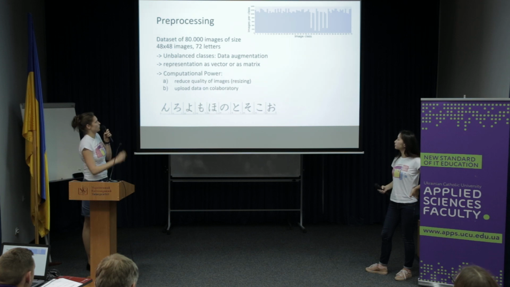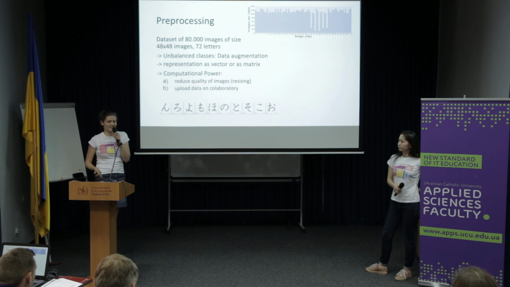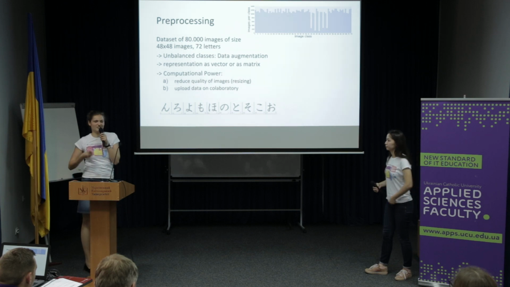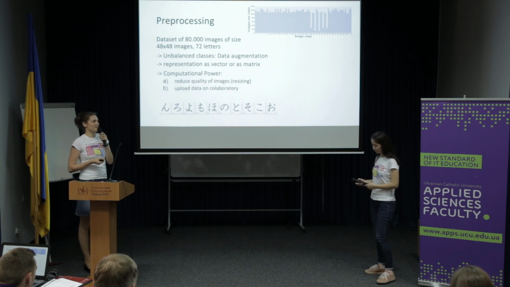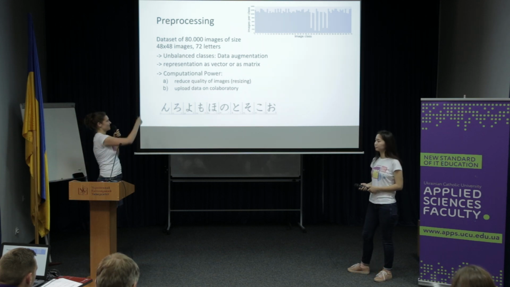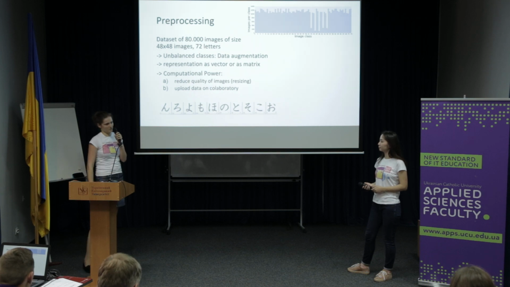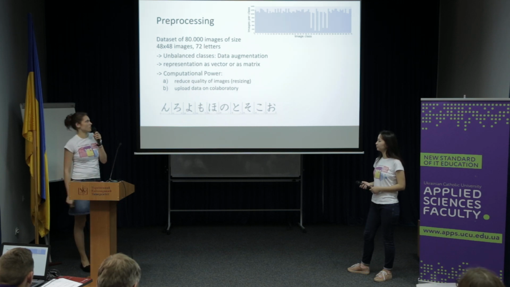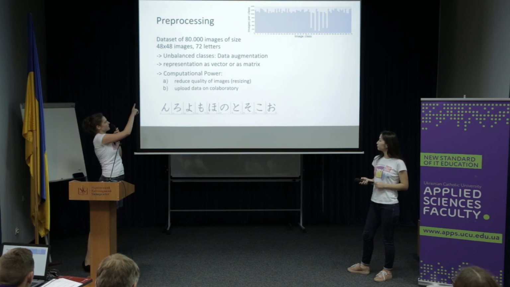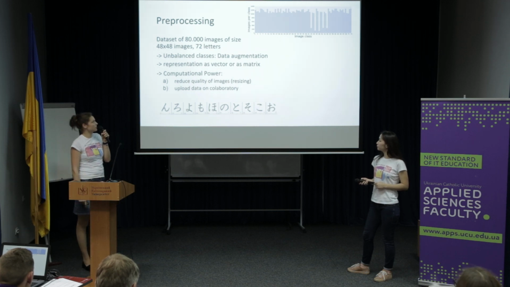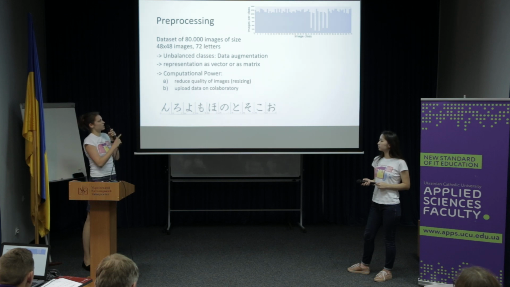Furthermore, as hyperparameter optimization is computationally hard, we first had a bit of problems with computation on our laptops, but we finally managed to upload the data on Colaboratory and did the hyperparameter optimization there. And the third thing that we did, we tried out different representations of the image, one time as a matrix and one time as a vector.